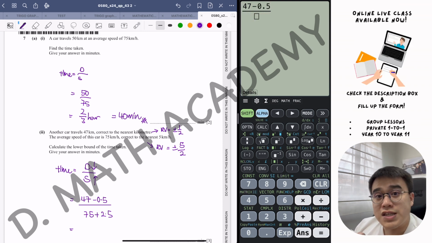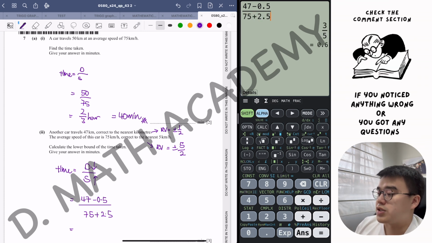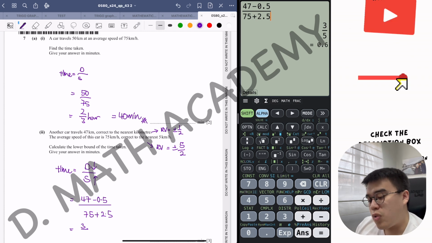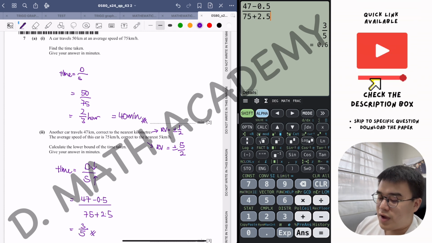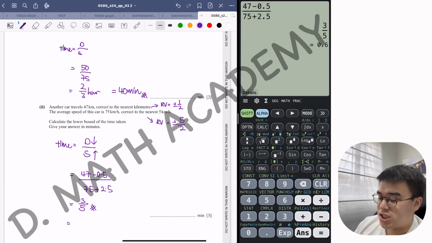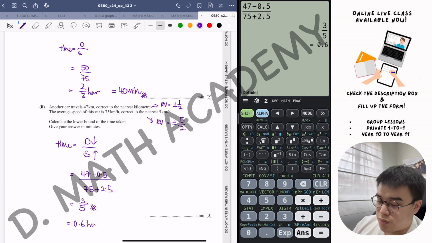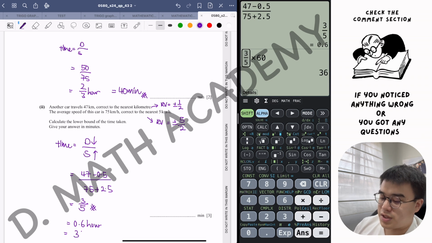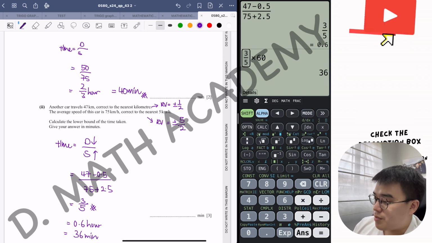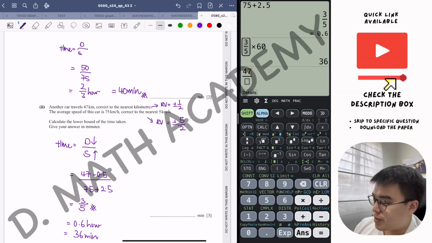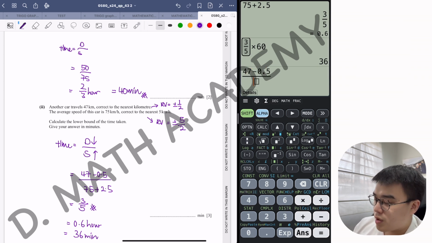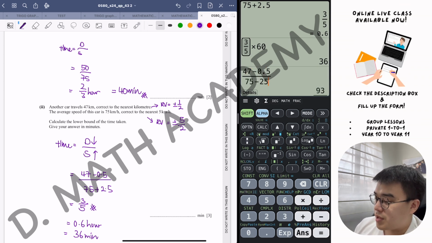A common mistake that students make is they see the term lower bound and assume everything must be minus. There's no such thing. Minusing both wouldn't make the value any lesser. Okay, 0.6 hour multiplied by 60, you will get 36 minutes. So just to show you what I mean, if you were to attempt to minus both, the answer will actually be bigger.